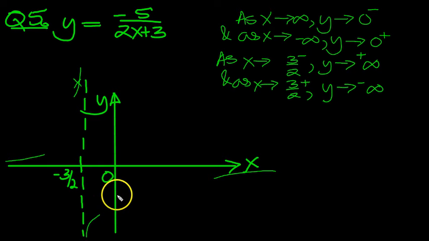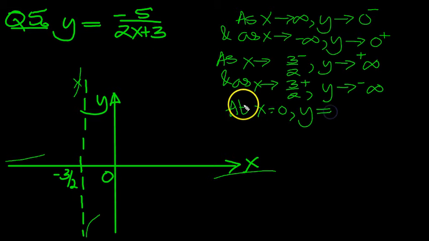So now that's sufficient. The only other point of marginal interest is when x is 0. So at x equals 0, y is equal to, put 0 in here, minus 5 over 3. So we could mark that off here. And that would be the point minus 5 over 3.